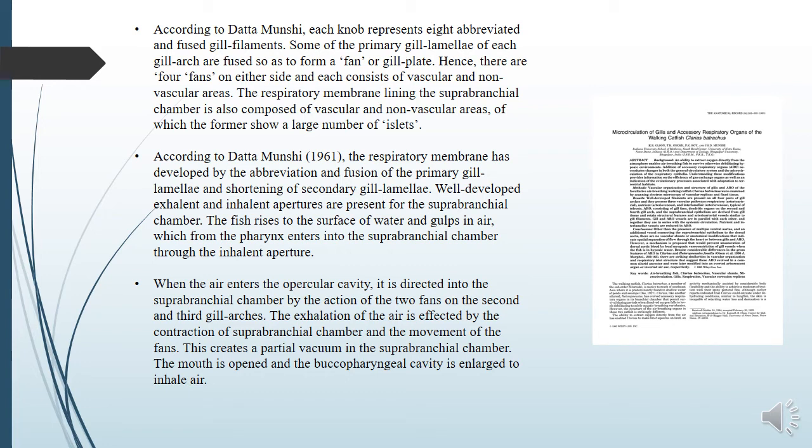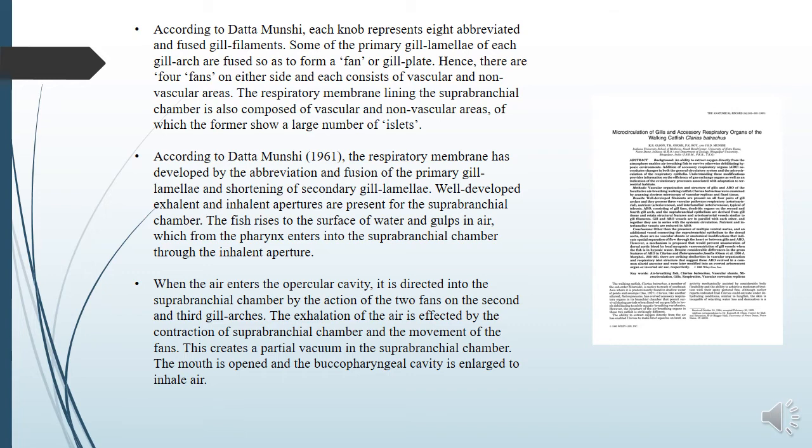Some of the primary gill lamellae of each gill arch are fused so as to form a fan or gill plate. Hence, there are 4 fans on either side and each consists of vascular and non-vascular areas. The respiratory membrane lining the suprabranchial chamber is also composed of vascular and non-vascular areas, of which the former show a large number of islets. According to Datta Munshi in 1961, the respiratory membrane has developed by the abbreviation and fusion of primary gill lamellae and shortening of secondary gill lamellae.